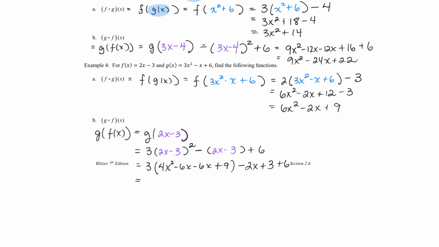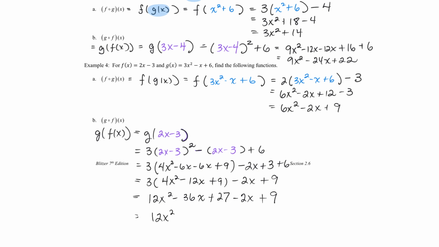Now, I can go ahead and combine like terms in here. 4x squared minus 12x plus 9 minus 2x plus 9, right? Now I can go ahead and distribute the 3. And I'm going to get 12x squared minus 36x plus 27 minus 2x plus 9. And now I can combine my like terms. 12x squared minus 38x plus 36.